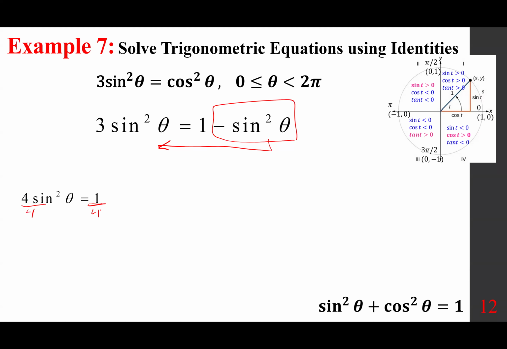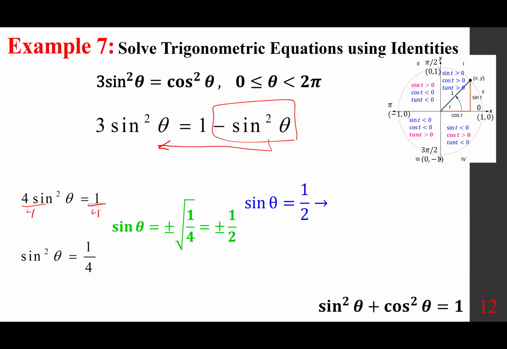So sine squared is 1/4. Take a root of both sides. Sine theta becomes plus or minus the square root of 1/4, or plus or minus 1/2. And we have to solve two equations: sine of theta equals 1/2, or sine of theta equals negative 1/2.